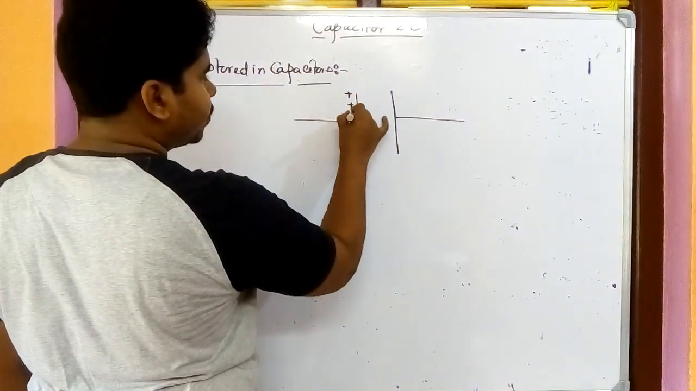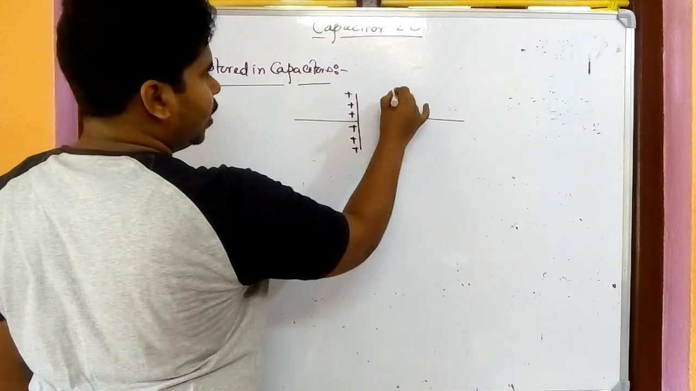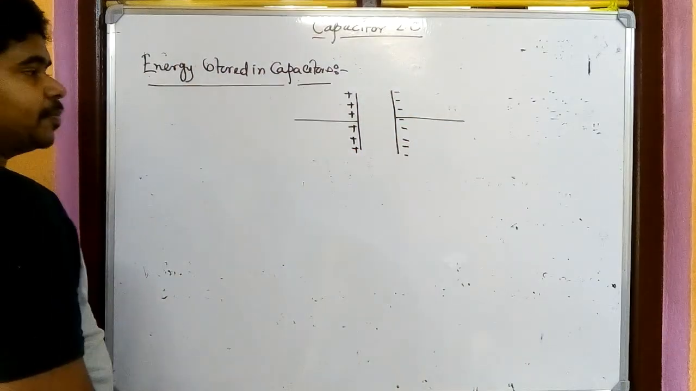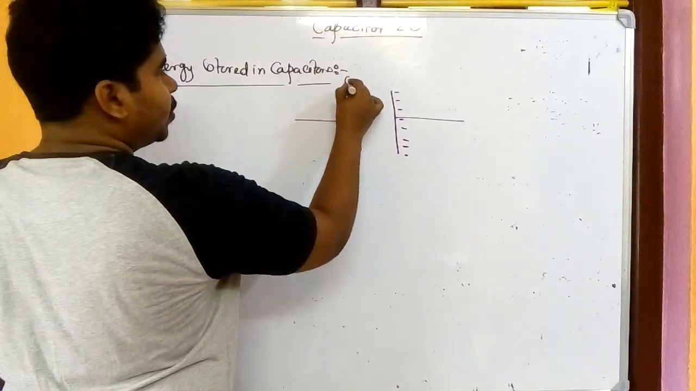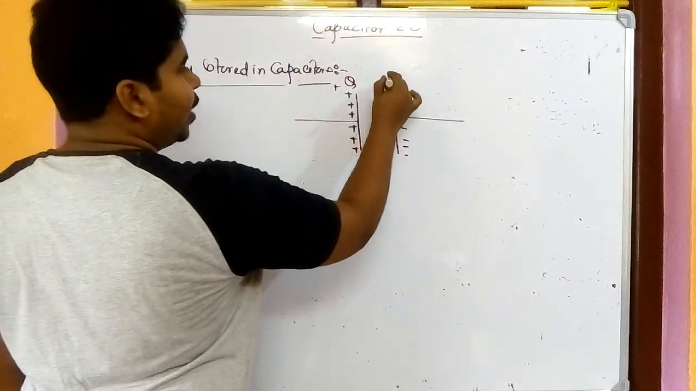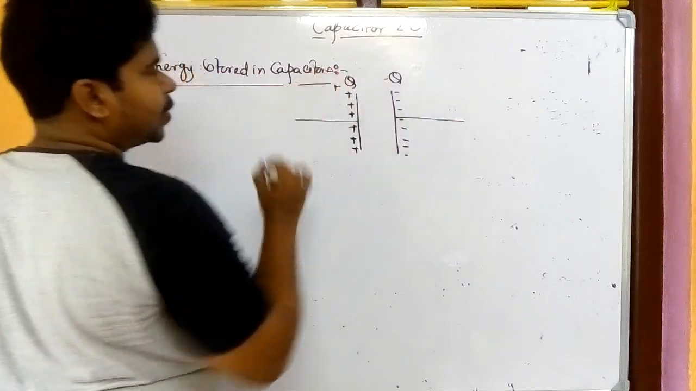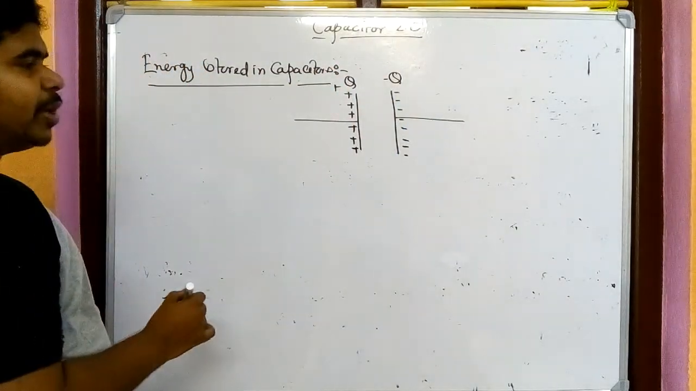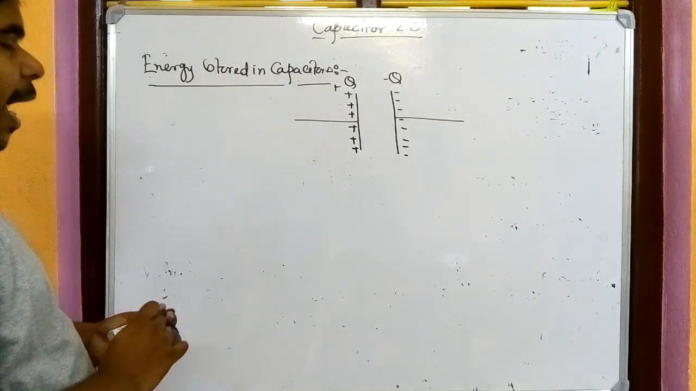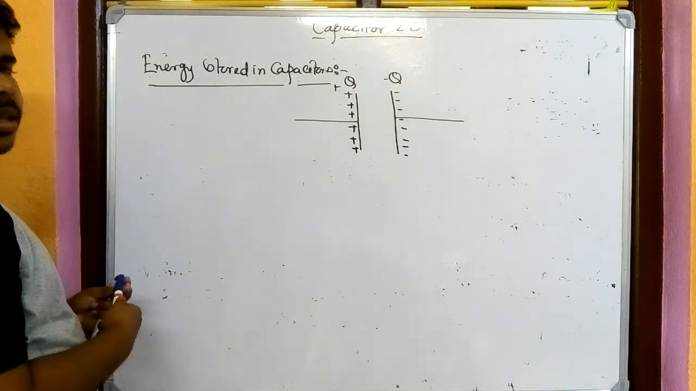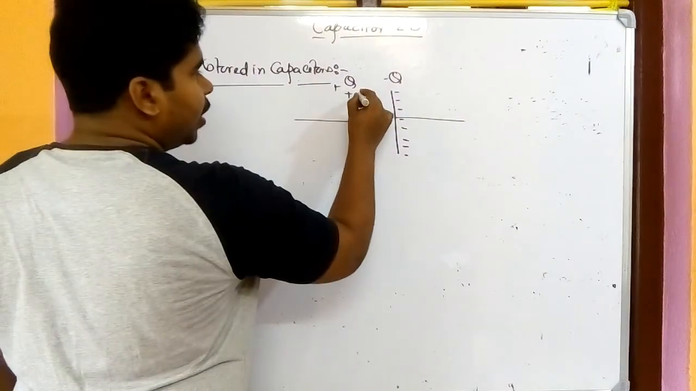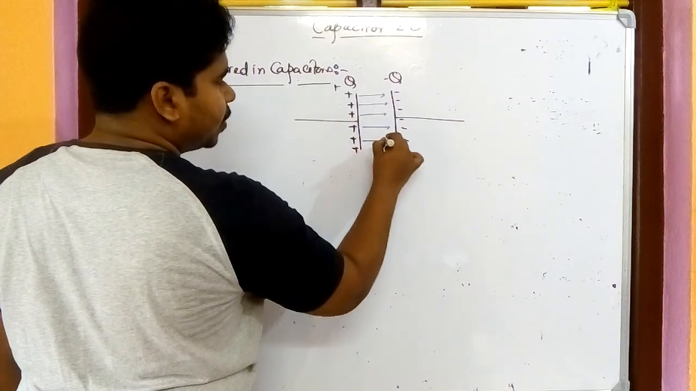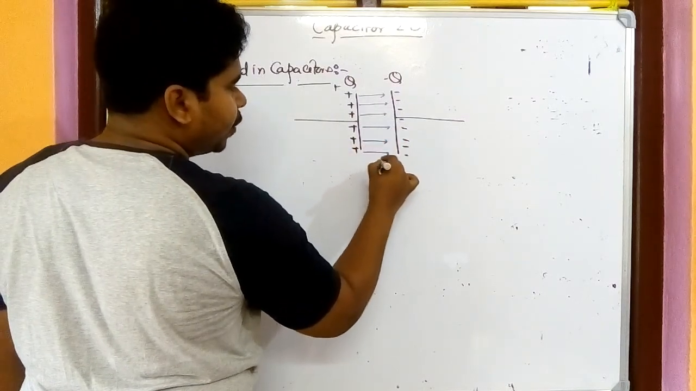Assume it is two plates of a capacitor. Here it is positive charge plus Q, here it is negative charge minus Q. Clear? Now we all know that there will be an electric field acting from plus to minus, right? So the direction of electric field is this. This is the direction of electric field.